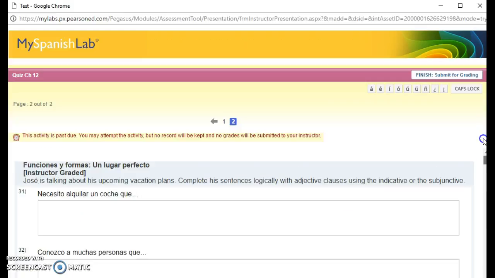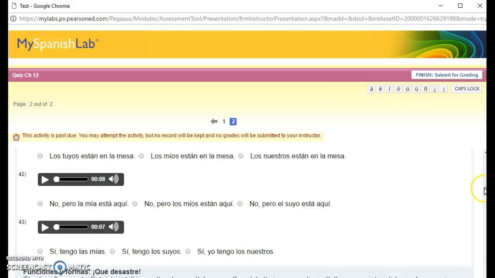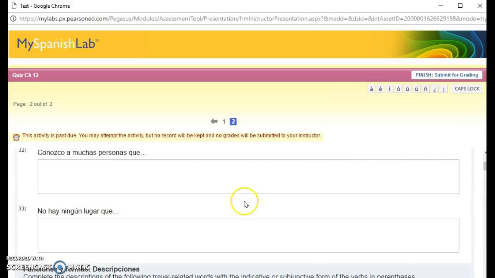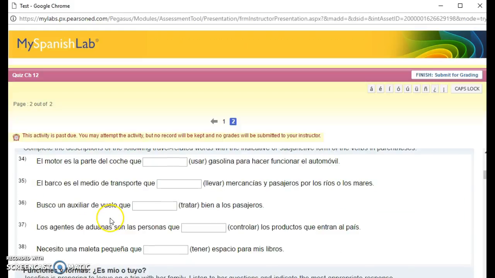All right. Conozco a muchas personas que estudian español, and that is indicative because you know the people. If you know the people, they're specific, they exist, and so you just use indicative. I know many people that study Spanish, indicative. All right, no hay ningún lugar que. There's no place that has rooms. Here, if there's no place, if the place does not exist, then in the second part of the sentence you have to use subjunctive. All right. And these are just examples. You could use other ways to finish the sentences, but indicative, subjunctive, as for the reasons we said.